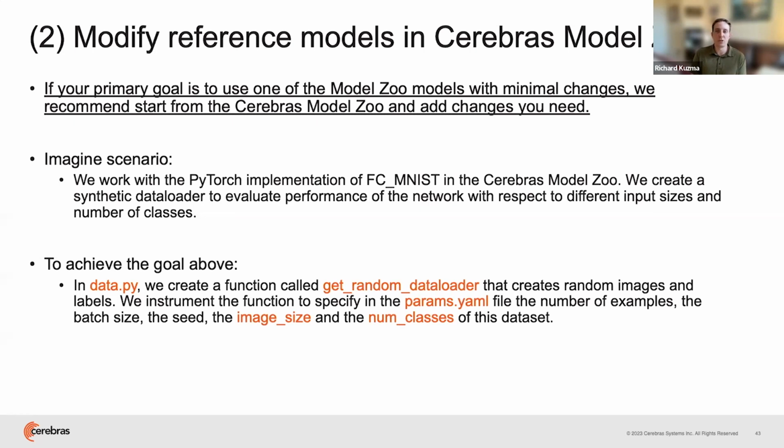Now to achieve that goal above, in data.py, we'll create a function called getRandomDataLoader. We'll create the images, and then we'll point to our params file to ensure that we're actually pulling those params out, the image size, the number of classes.